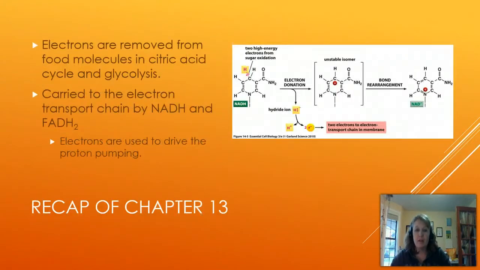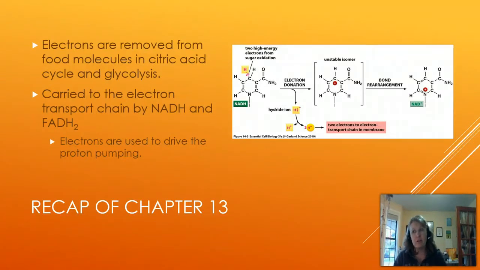So now let's talk about chapter 13. Remember in chapter 13 we talked about the catabolism of food. We talked about the 3 steps of the catabolism of food. There was the initial macro scale breakdown, then there was glycolysis, and then there was the citric acid cycle. And in glycolysis and the citric acid cycle, both of these removed high energy electrons from those food molecules, and they were carried away by high energy electron carriers NADH and FADH2.